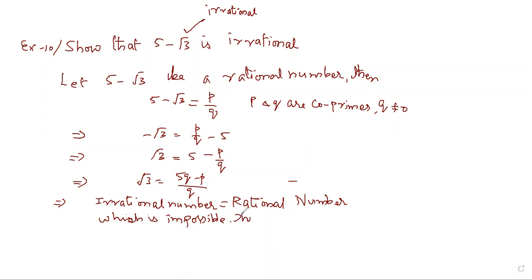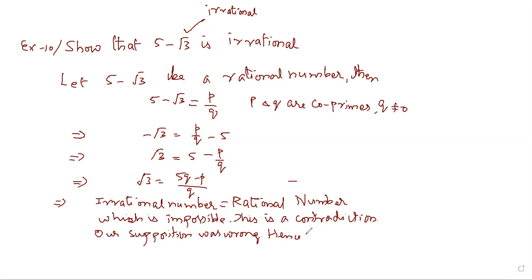This is a contradiction, so our supposition was wrong. Hence, 5 minus root 3 is irrational.